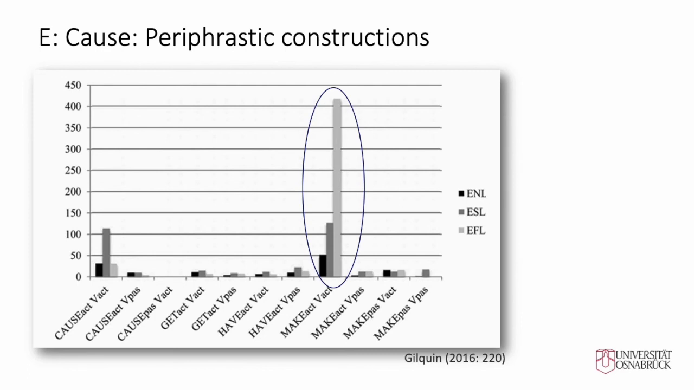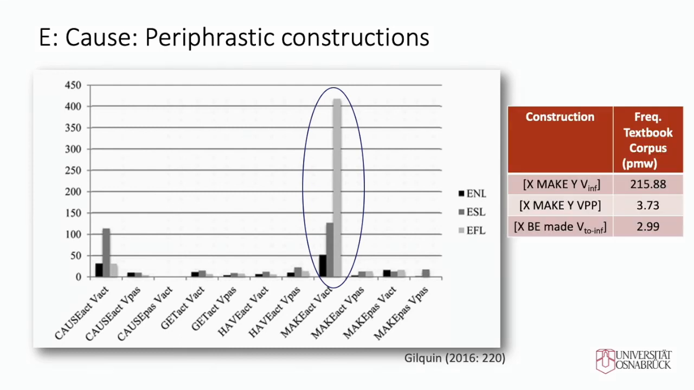And we find that native speakers do use this construction in writing, and it is the most frequent causative construction they do use, but it's used far less than by English as a foreign language learners. So actually the results that we see here match rather well what I found in my textbooks. It would imply perhaps that the textbook language has an influence on the kind of writing that students produce afterwards.